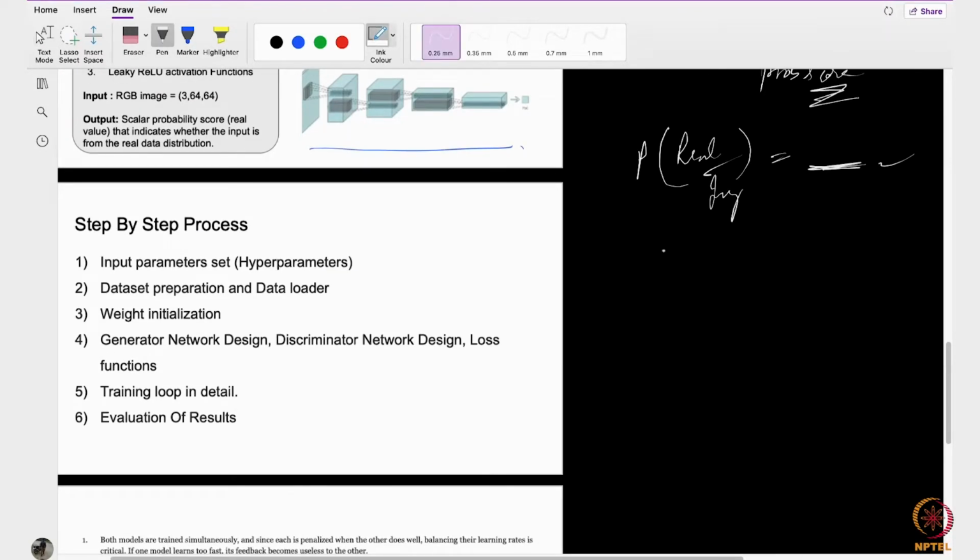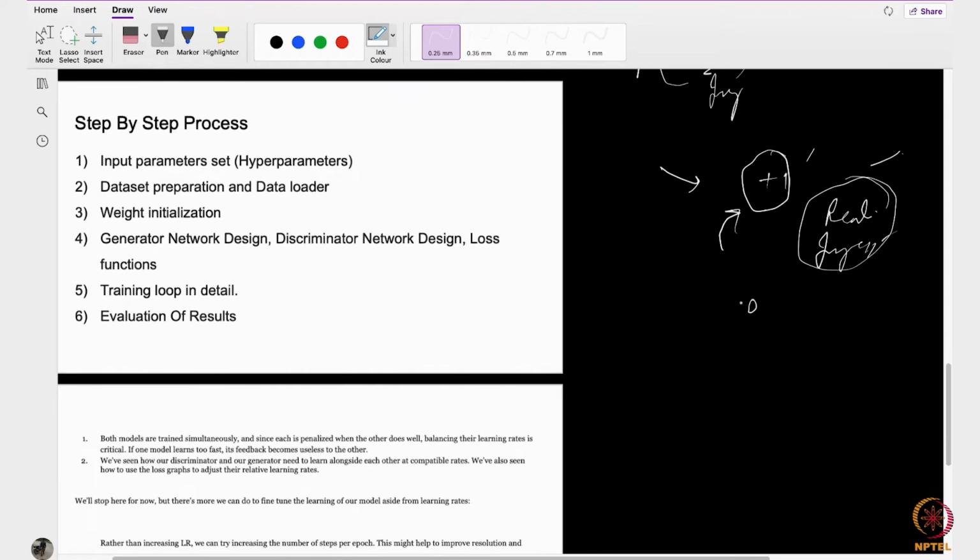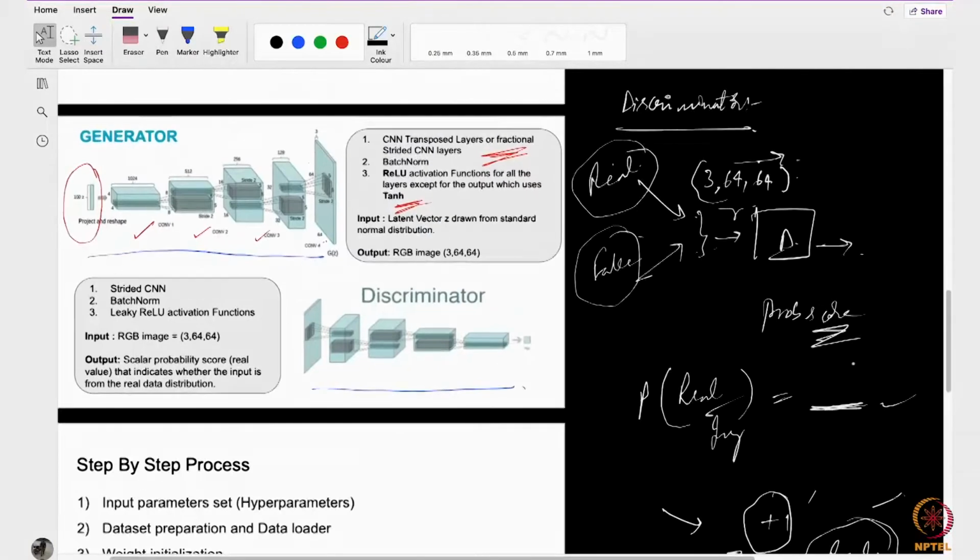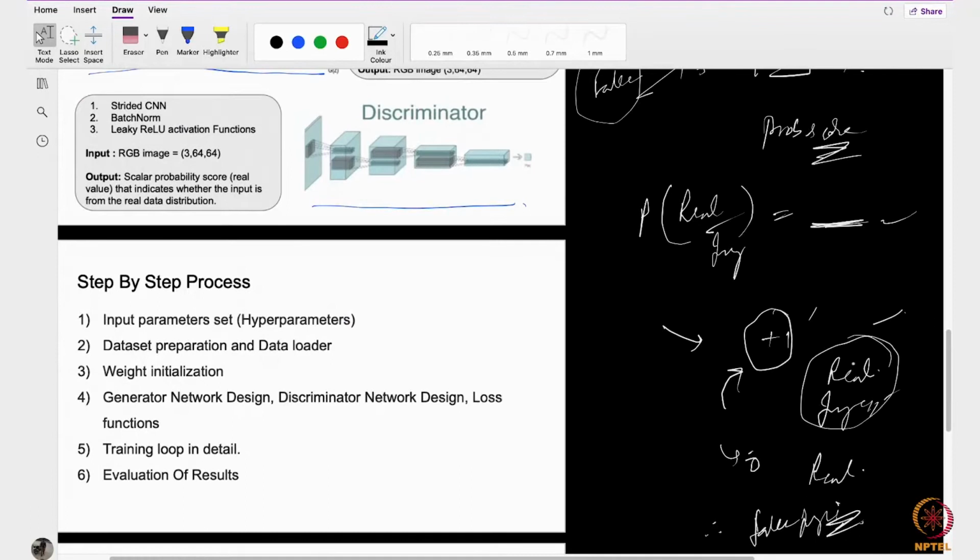Suppose the output score for any given image is very near to 1. What does it mean? It is a real image; there are more chances that the image fed can be considered real. Suppose this value is very near to 0. That means there are very few chances for the given image to be real. What can we conclude? Maybe that image is a fake image. This is how the discriminator and generator function.